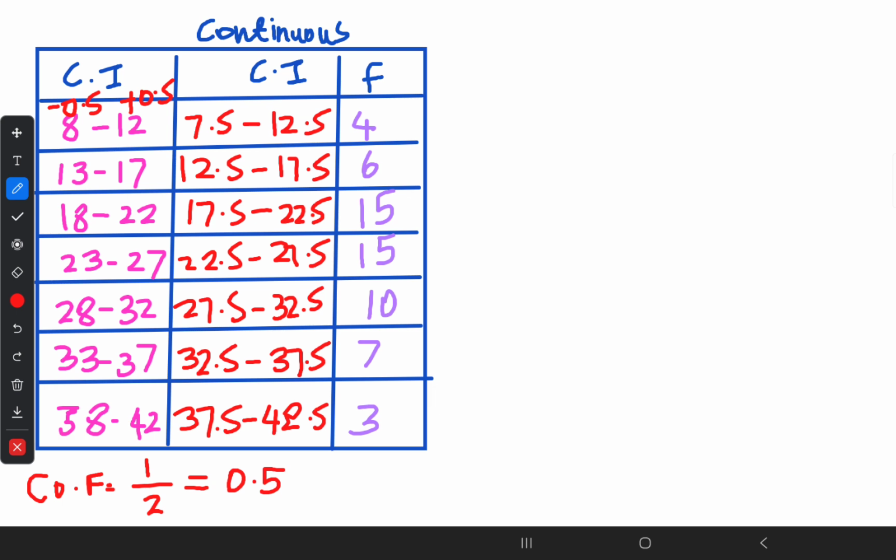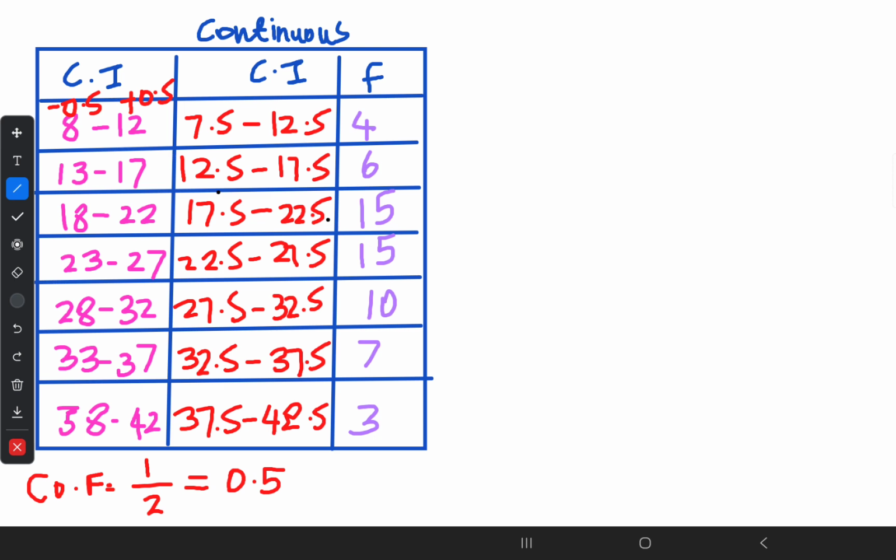Thereafter, we can plan the axis properly to plot the histogram. Likewise, 23 minus 0.5 would be 22.5. 27 plus 0.5 is 27.5. 28 minus 0.5 would be 27.5. 32 plus 0.5 is 32.5. 33 minus 0.5 is 32.5. 37 plus 0.5 is 37.5. Finally, 38 minus 0.5 is 37.5. 42 plus 0.5 would be 42.5. That's all about our continuous class intervals.